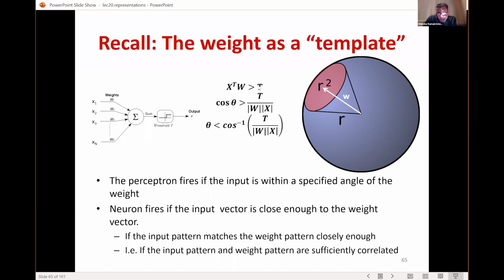So in other words, you can think of it as saying that W represents a template that this perceptron is looking for, and this perceptron itself is looking at a small cone around the template. With some angle over here, whenever the input falls within this cone, this neuron is going to fire, otherwise it won't fire.